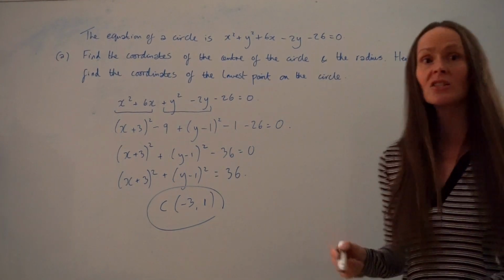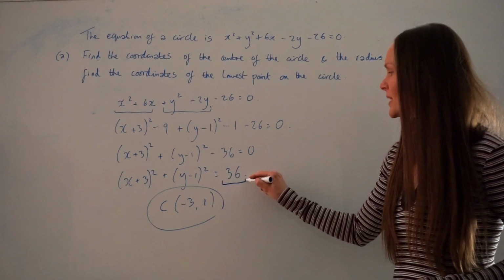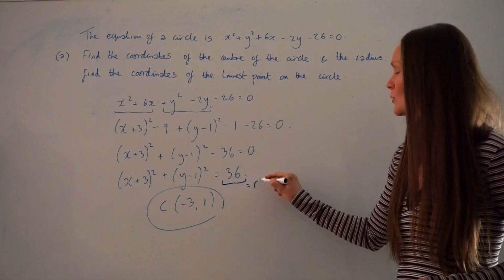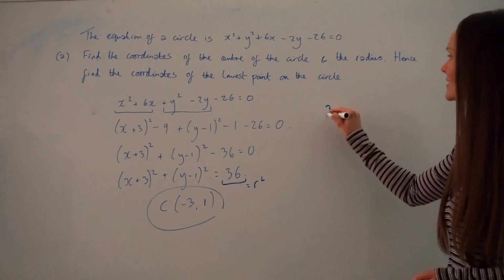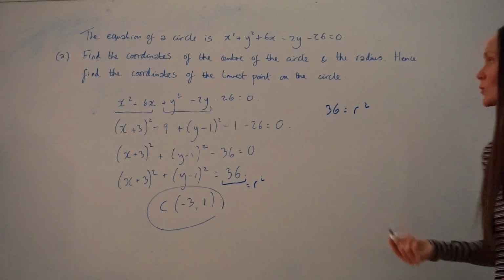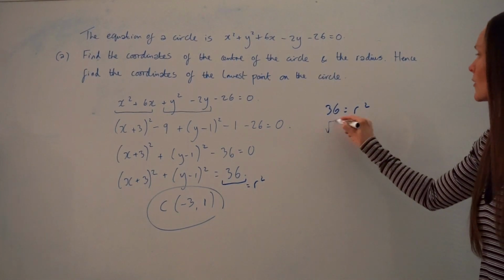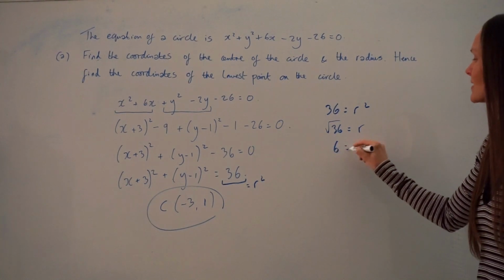Now when the equation is written in completed square form like this, this constant is equal to the radius squared. So if 36 is equal to the radius squared, you have to square root it in order to work out the radius. Okay, so the square root of 36 is r, the radius, which is 6.